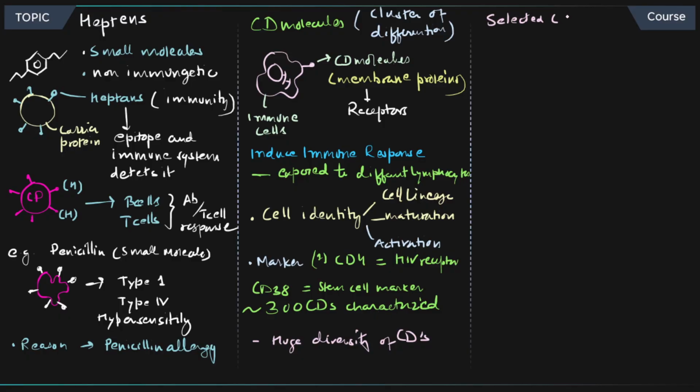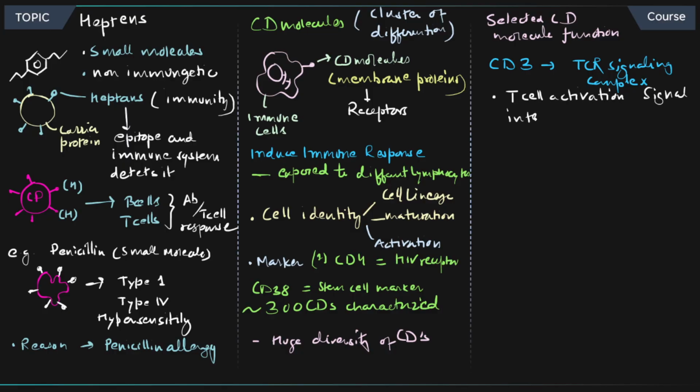So let's talk about some of the selected CD molecules and their functions. Let's start with CD3. This is very important for the T cell signaling complex. For T cell activation, when the signal goes to the inside, CD3 is required. CD4 is the receptor that binds with MHC class 2 molecule. Please, everyone remember that.